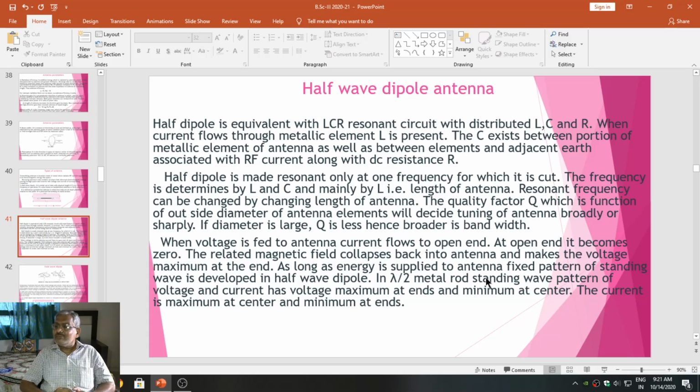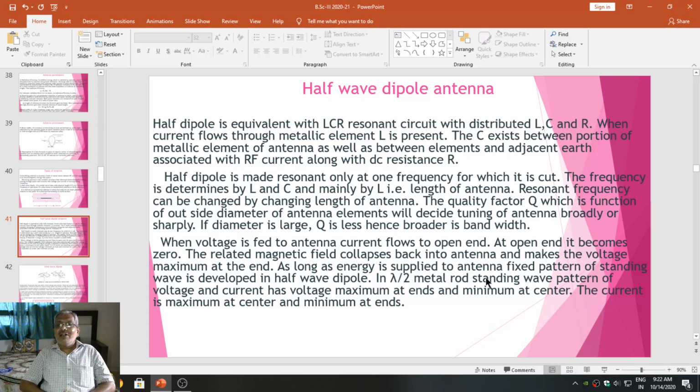What are we describing now? When you feed the radio frequency signal, current flows from one end to the other end of the half-wave dipole antenna. At both the ends, the current is zero, but the voltage developed is maximum. As long as energy is supplied to the antenna, a fixed pattern of standing wave is developed in the half-wave dipole antenna. So at the cost of this, electromagnetic radiations are going to be produced, as we have studied in the basic principle of antenna.